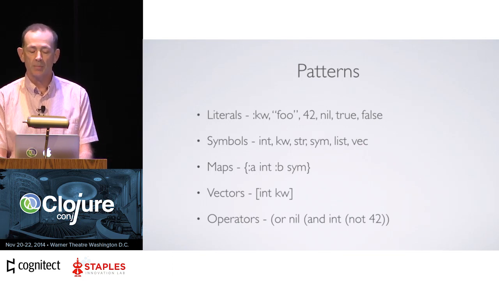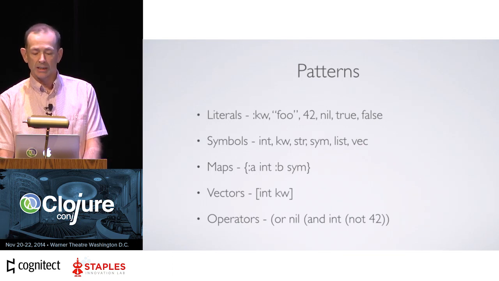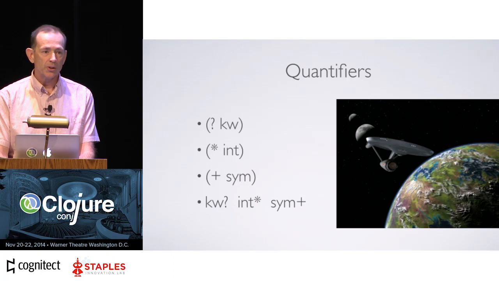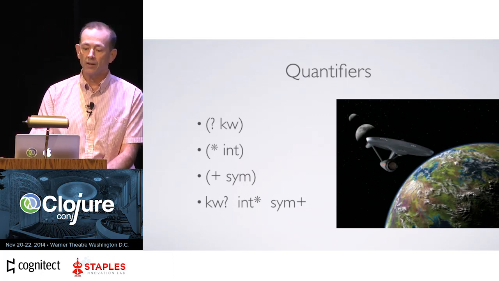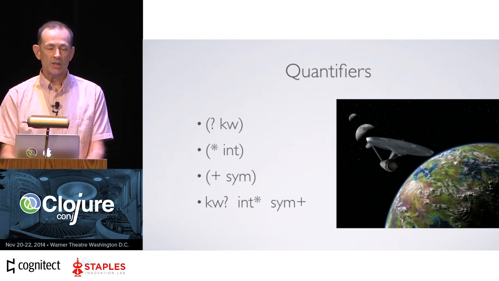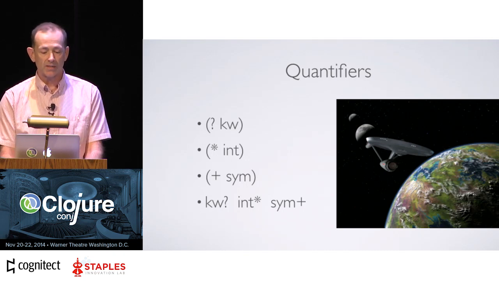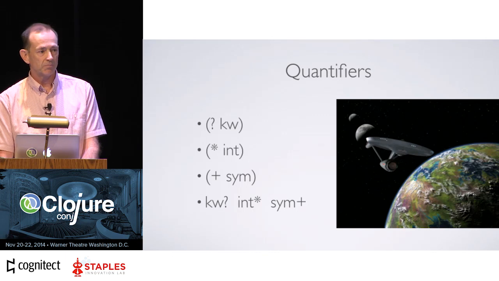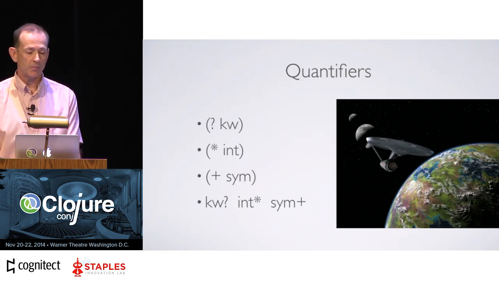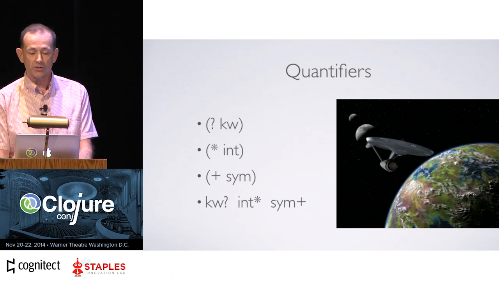Then you can build these things up. You can also use operators, and, or, not, and make more complicated patterns that way. We also in Herbert support quantifiers. So this is like regular expressions. The question mark is 0 or 1 of these kind of items, star for 0 or more, plus one or more.